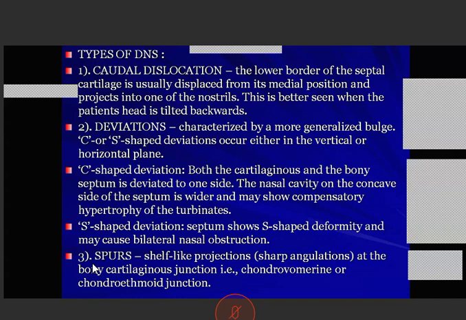Whenever there is a blow on the face, the cartilage may get fractured or it bends, and there is a dislocation at the bony cartilaginous junction, and you may have a sharp angulation. So that is a spur. It is a sharp angulation or a shelf-like projection at the bony cartilaginous junction, either the chondrovomerine, chondroethmoid, or the cartilage and the maxillary crest.